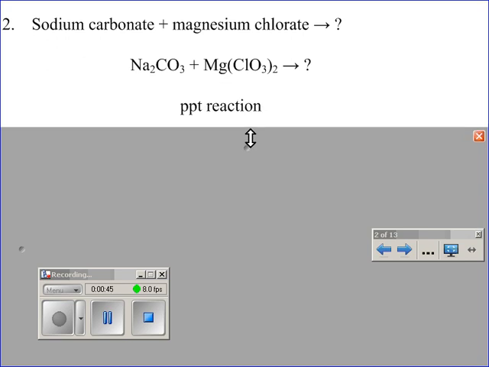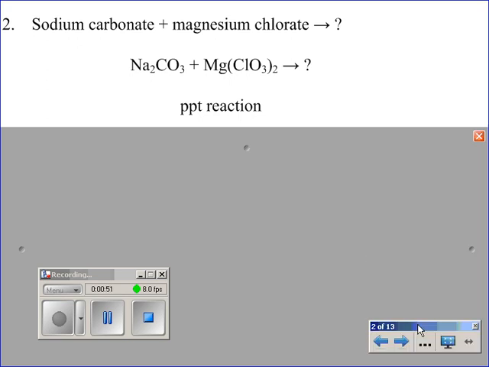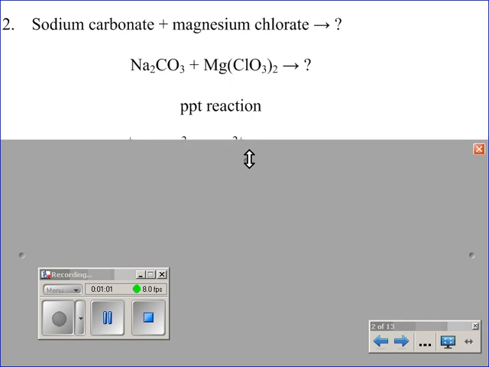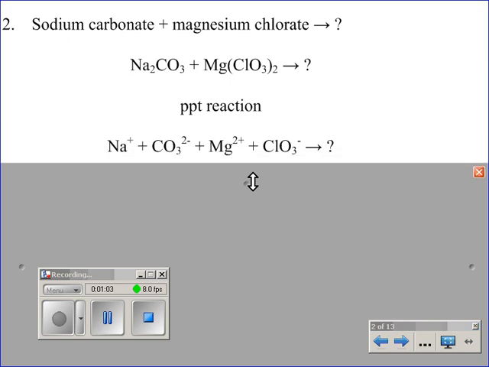It's a precipitation reaction. Remember, there won't be any no reaction happens. It's always going to be one or the other, one of the gas reactions or precipitation. So to get a precipitation reaction, I've got to first split up my compounds. All of them will be soluble, so what I actually have floating around in the beaker is sodium ions, carbonate ions, magnesium ions, and chlorate ions.